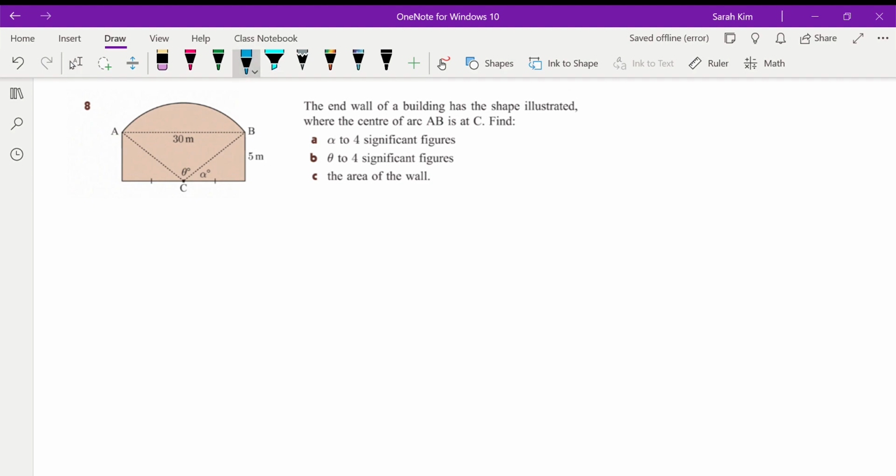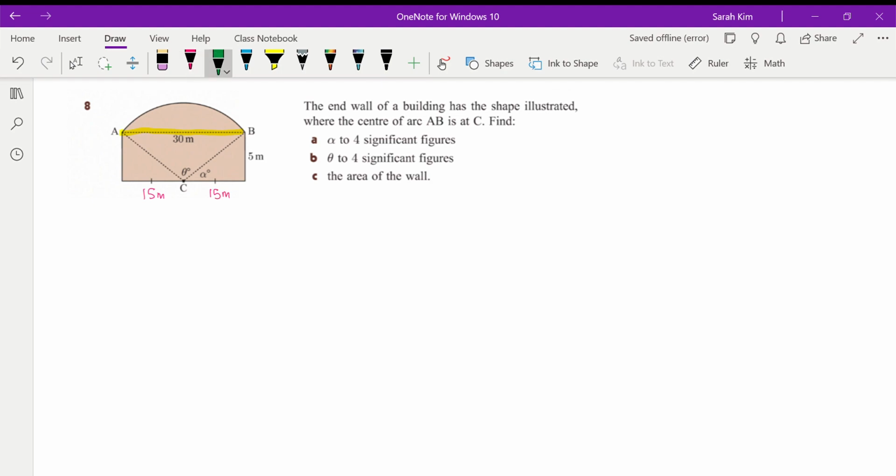Alright, for this question you have to find ABC. The end wall of a building has the shape illustrated, so that's just what the end of the wall looks like, where the centre of arc AB is at C. As you can see, that's 30 metres. That is an equal length, so they should both be halves of 30 each. So 15 metres here and 15 metres here.